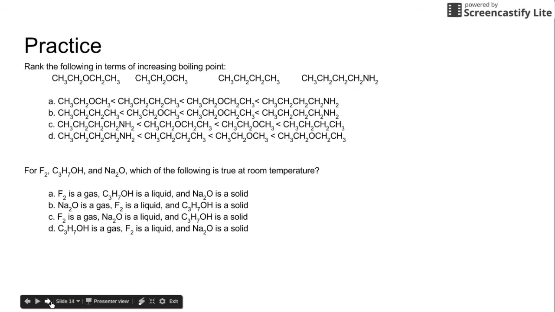Okay, now we have some more practice. Take a moment, go ahead and pause the screencast to see if you can figure out the ranking for these boiling points.